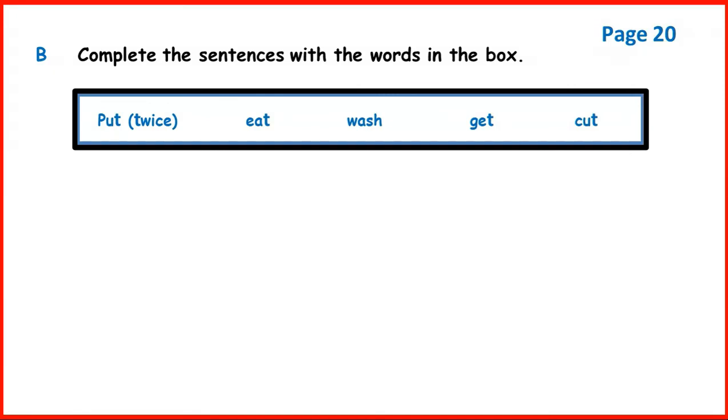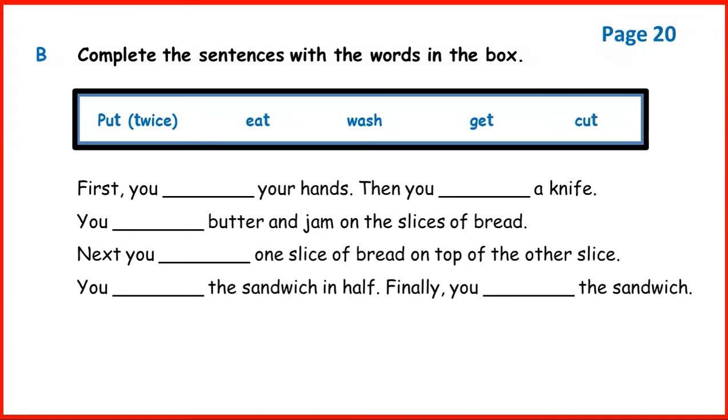Okay, now look at the paragraph. Yeah, this is the paragraph. First we read. First you wash your hands. Yes, first you wash your hands, because I have told you when you are going to eat, first you wash your hands. First you wash your hands, then you get a knife. Yes, then you get a knife. You put butter and jam on the slices of bread.